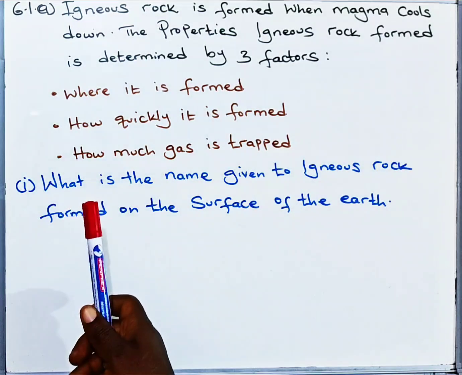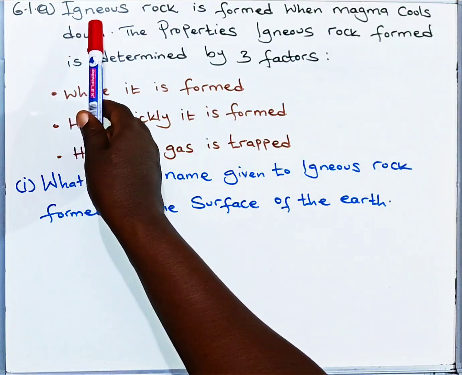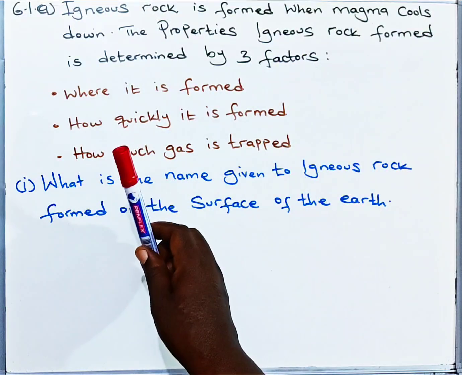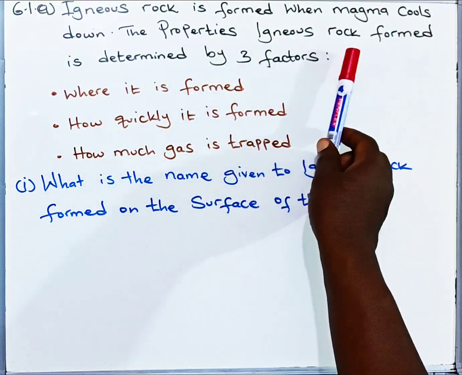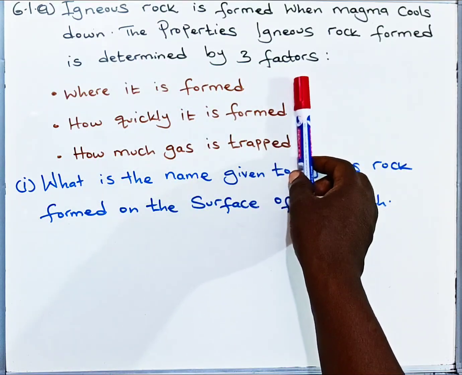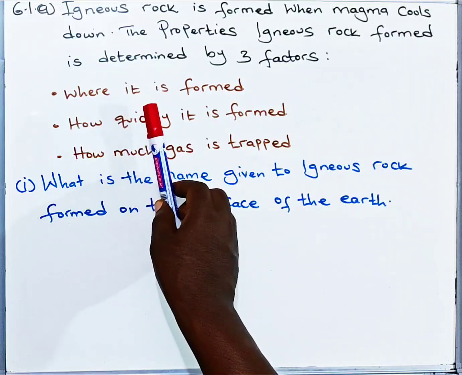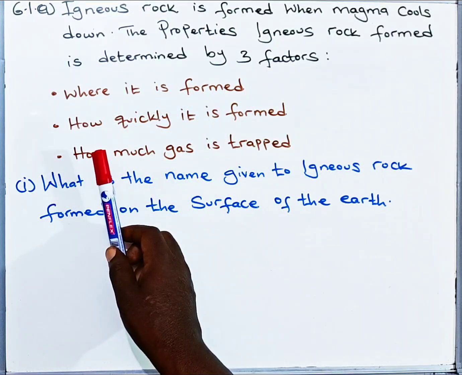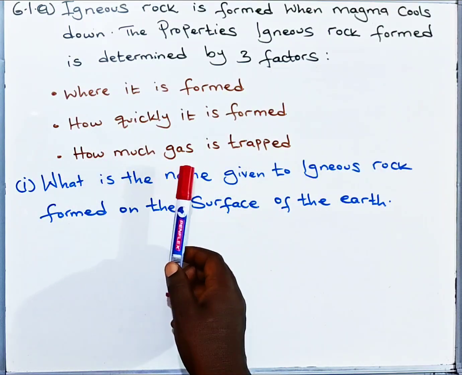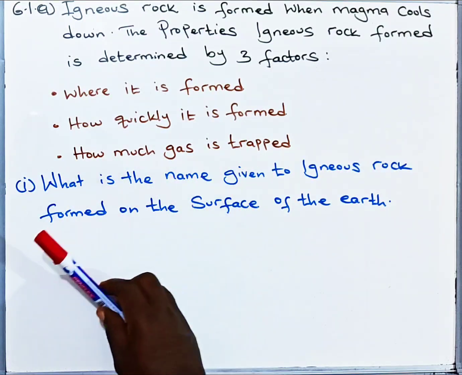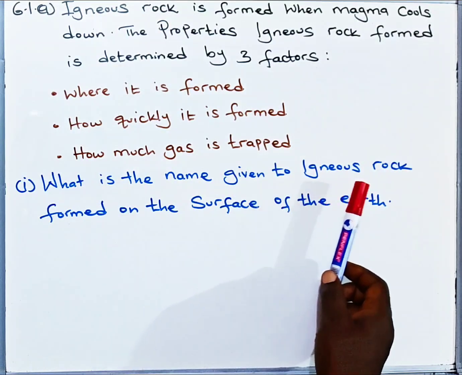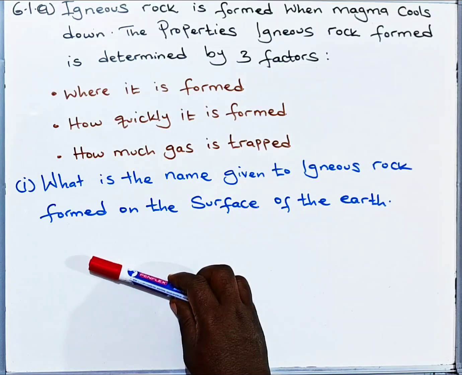Today we are looking at this question. It says that igneous rock is formed when magma cools down. The properties of igneous rock formed are determined by three factors. The first one is where it is formed. The second one is how quickly it's formed. And the third one is how much gas is trapped. And the question says, what's the name given to igneous rock formed on the surface of the earth?